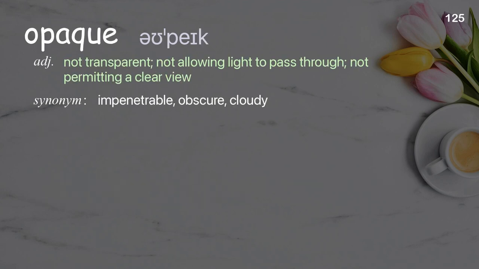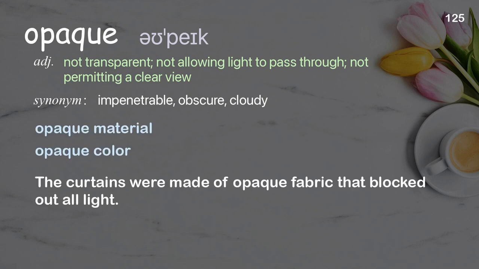Opaque. Not transparent, not allowing light to pass through, not permitting a clear view. Examples: opaque material, opaque color. The curtains were made of opaque fabric that blocked out all light.